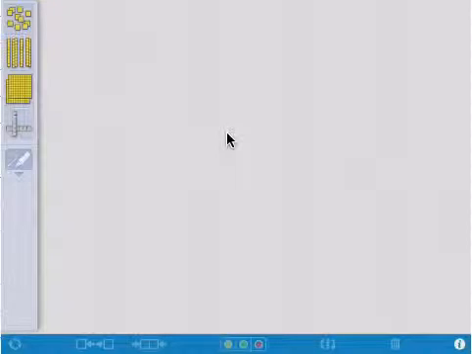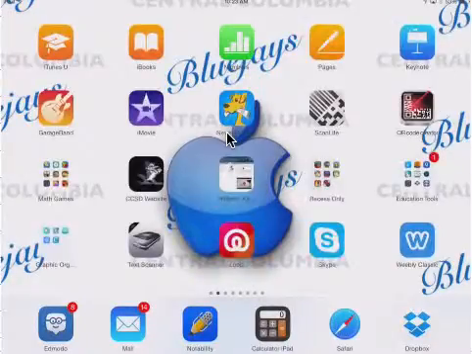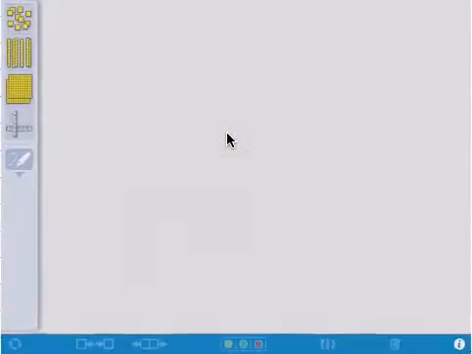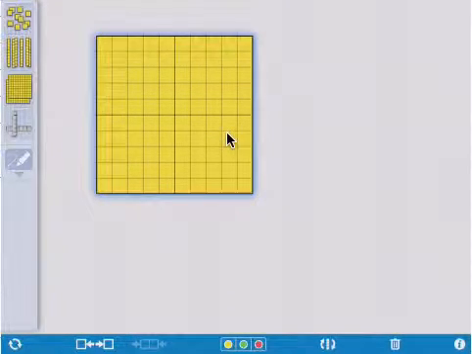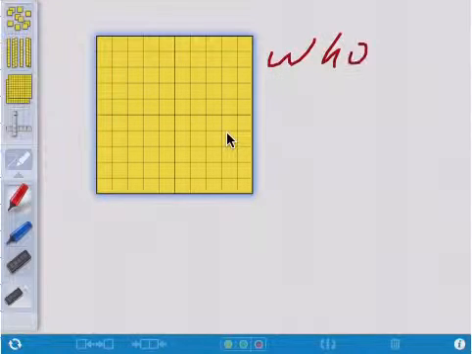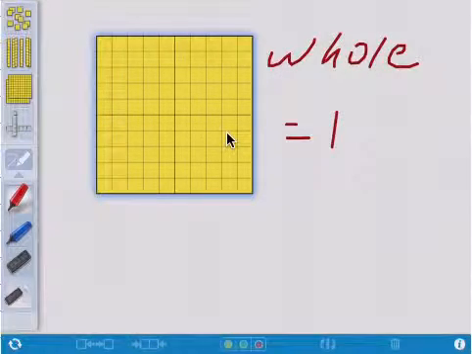So here is the app that we went to. What is this thing called? Number Pieces. So go to the Number Pieces app after this video. This is the flat. This is what we're going to use to represent our whole, guys. So this guy, this is whole. That means he's equal to 1.